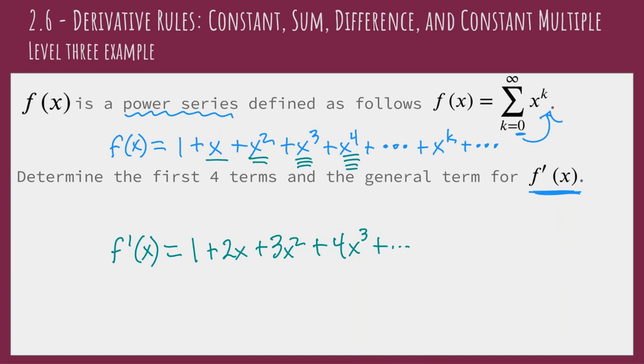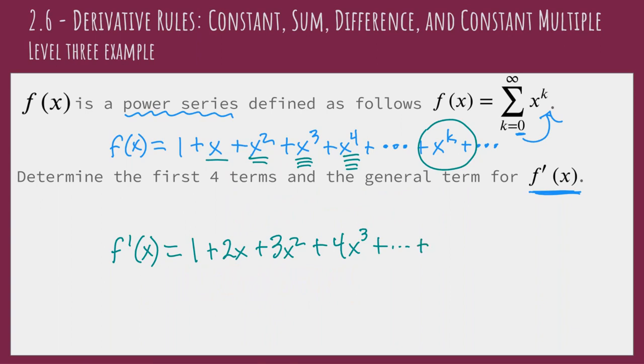You can see a pattern here, and you could use this pattern to write a general term for this. So you can see that the coefficients are increasing by 1 and the exponents are increasing by 1, but they're 1 less than the coefficient. Using that pattern, you could write the general term. What I'm going to do though is I'm actually going to take the derivative of the general term up here to get the general term in the derivative.